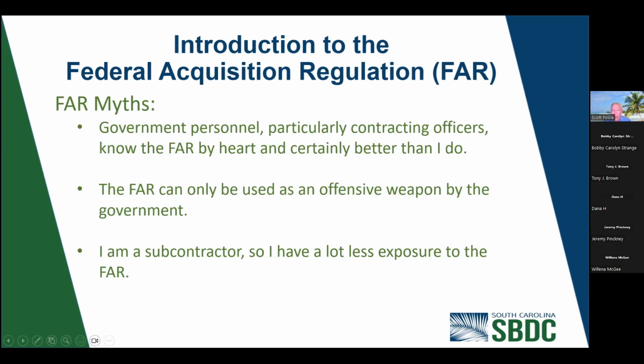So there are some myths that go along with it. Some folks say government personnel, particularly contracting officers, know the FAR by heart, and certainly better than I do. That's not true. Some contracting officers are more experienced than others. They take extensive courses learning the FAR before they get issued what's called a warrant, where they can bind the federal government into certain contracts.